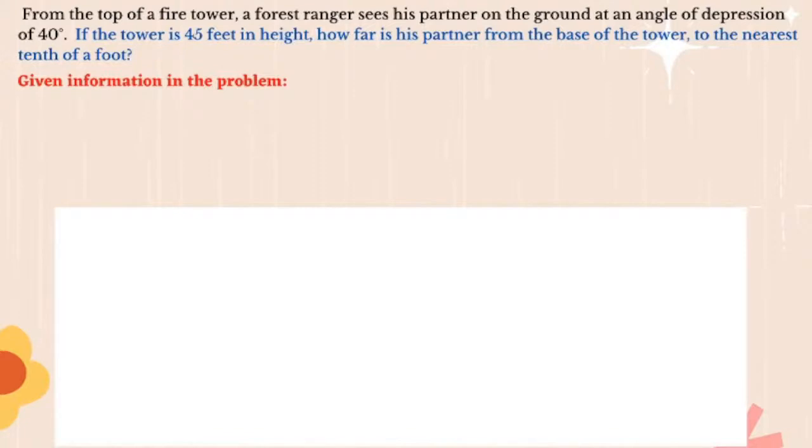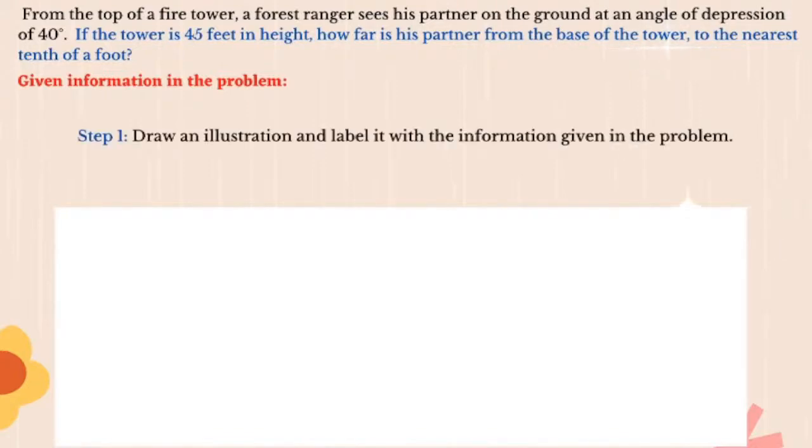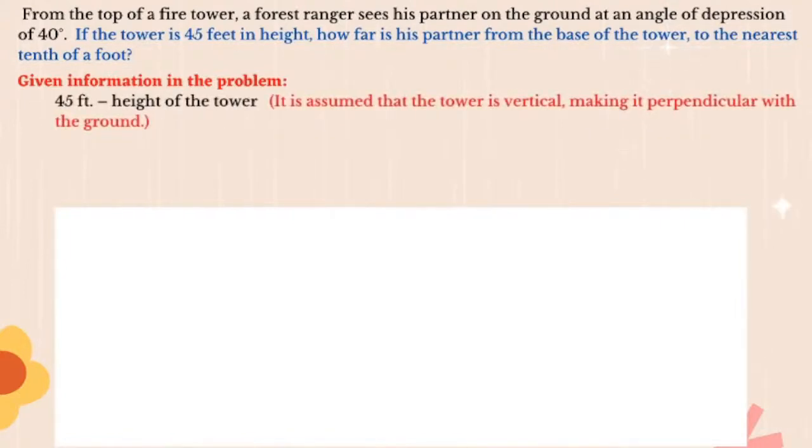Now, to illustrate the angle of depression in this given problem, we follow these steps. Step 1. We draw an illustration and we label it with the information given in the problem. Now, based on the given problem, these are the given information. We have 45 feet. This is the height of the tower.